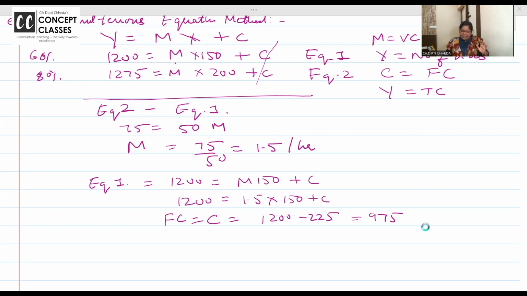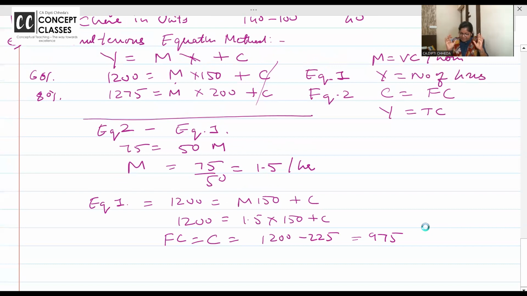Please put me a message. Did I go fast or is this clear to all of you? Simple equation. Now we know that fixed cost is 975. Variable cost per unit is 1.5. And the labor hours were 150 at 60%, and 200 at 80%.